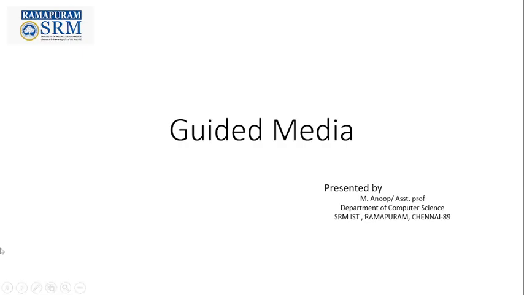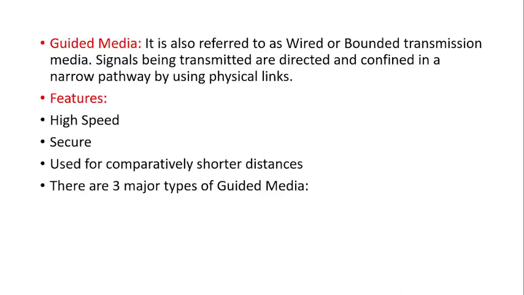So in this video we are going to discuss gated media. There is a medium to transmit the data from sender to receiver. There are two types of media: one is known as gated media and the other is known as ungated media. Gated media are normally wires where we transmit the data using conductors, passing electrical signals to send the data from one end to another.